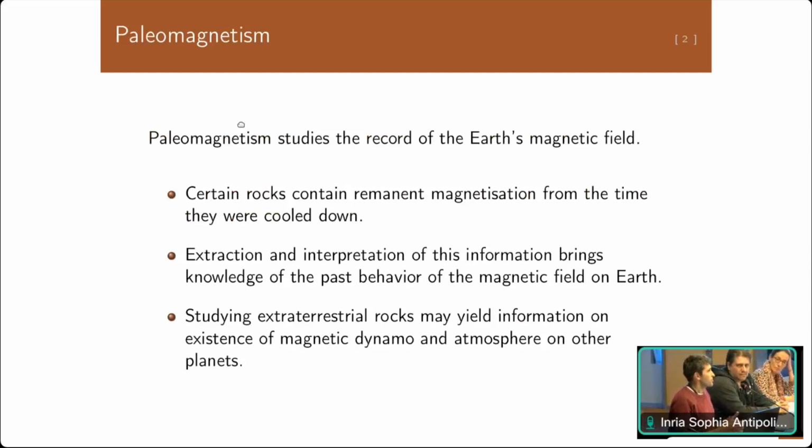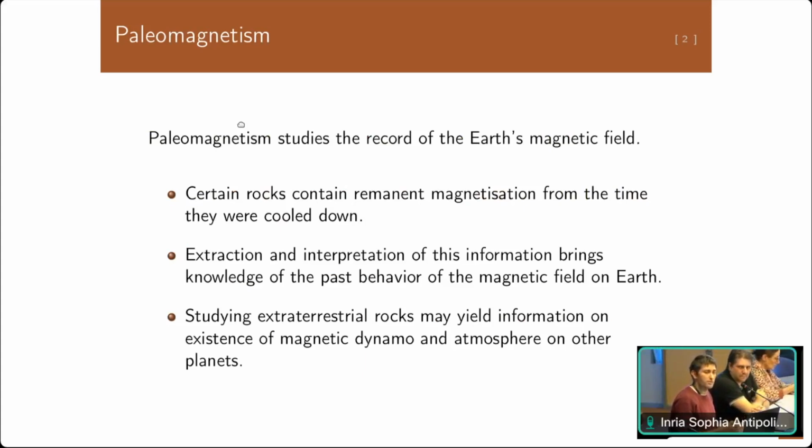Paleomagnetism is essentially the study of the history of the magnetic field on Earth, or potentially also other planets, and this is done by analyzing rocks which contain some remnant magnetization. Well, that's one way of doing it. The way it works is that geophysicists pick up those rocks on which they have some information, and those are specific rocks, which are igneous rocks.